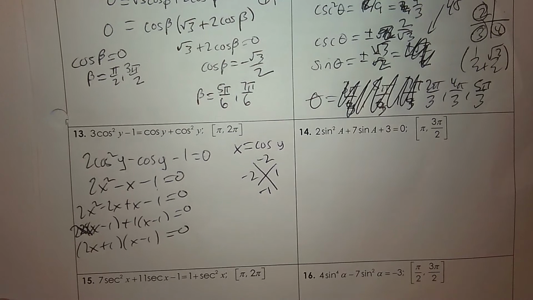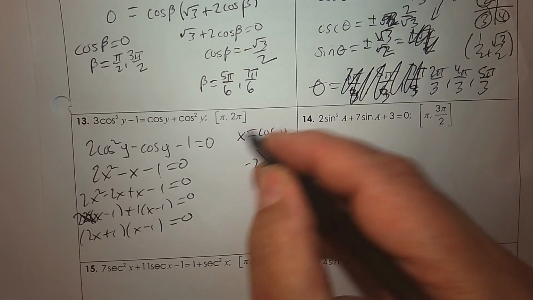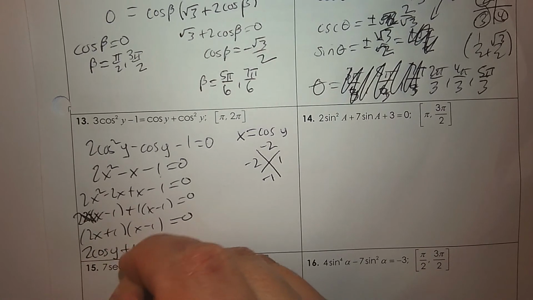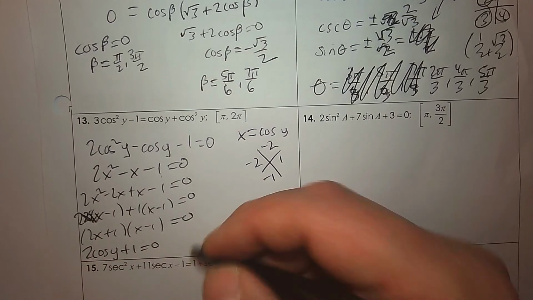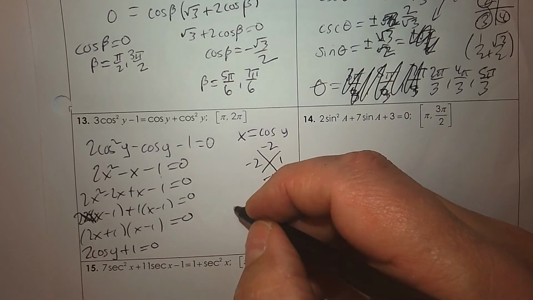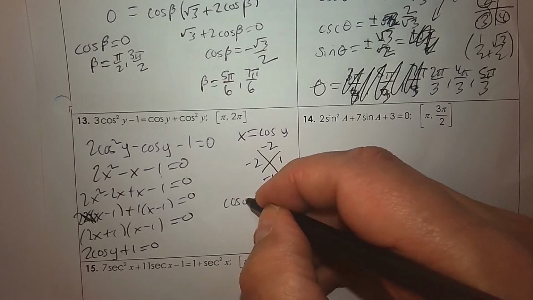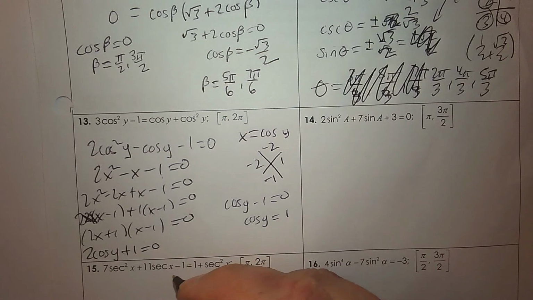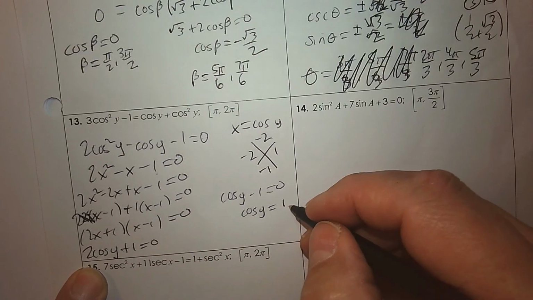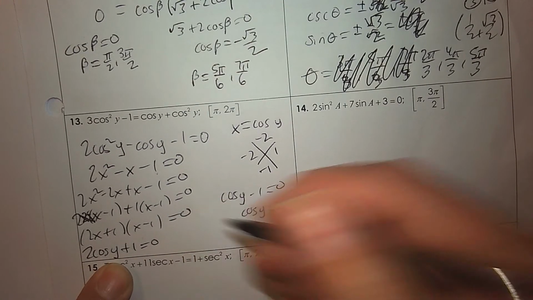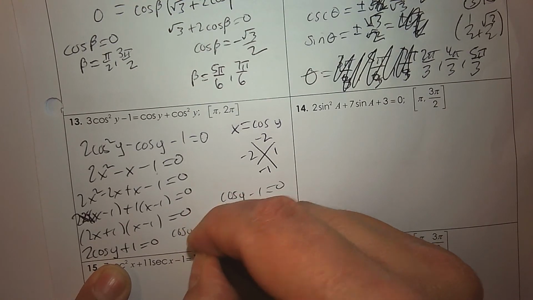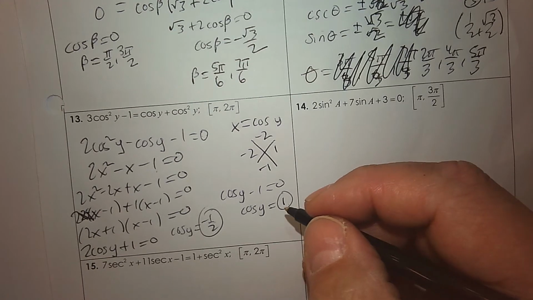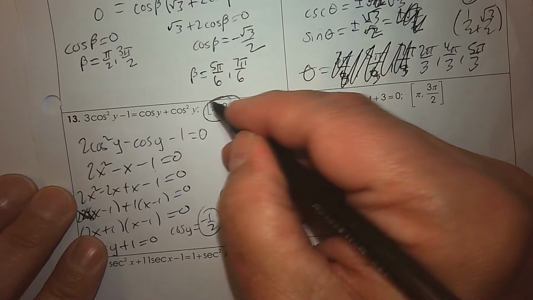So once I know that, now I can plug in for x, I can go cosine y. So it's 2 cosine y plus 1, make that equal to 0. And then the other one is cosine y minus 1 equals 0. So we're going to solve each one by getting cosine y by itself. Subtract 1 and divide by 2. So it's just quadrants 3 and 4.